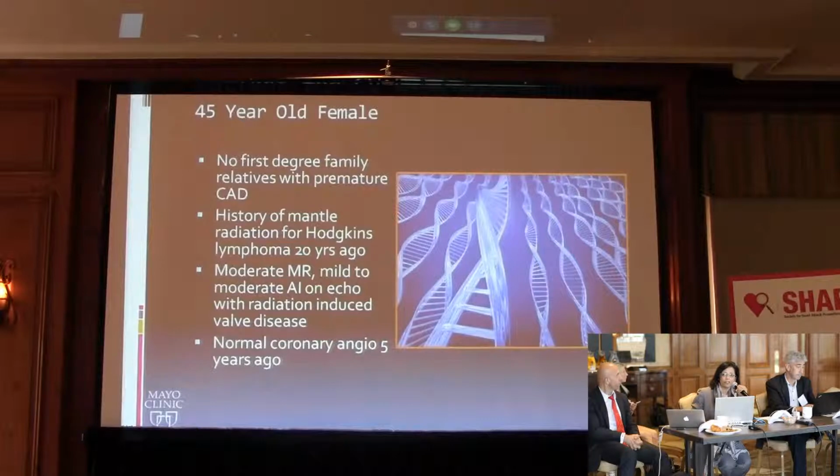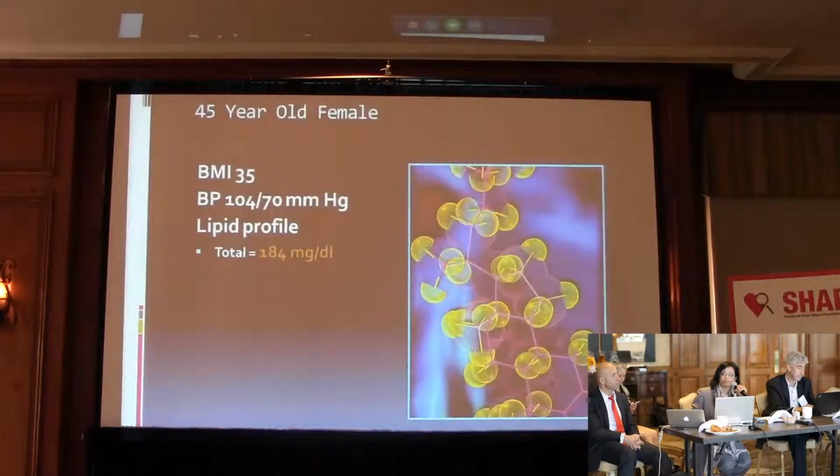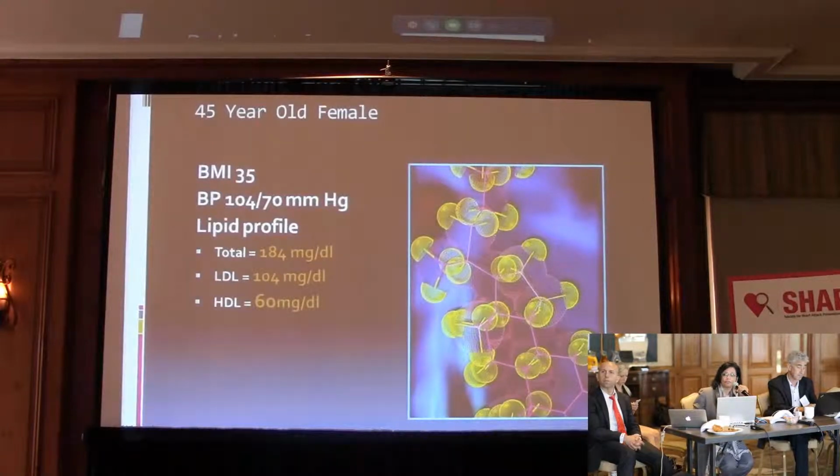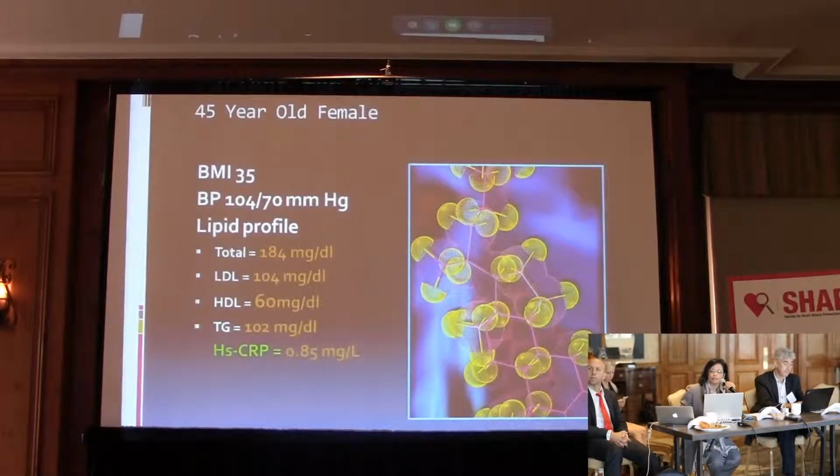She had a normal coronary angiogram 5 years ago. Her BMI is 35. Her blood pressure is listed here. Her lipid profile that was available to me when she came to see me is listed here. And her hemoglobin A1C, which had also been done before she came to see me, is 5.9. Her upper cutoff is 5.8.